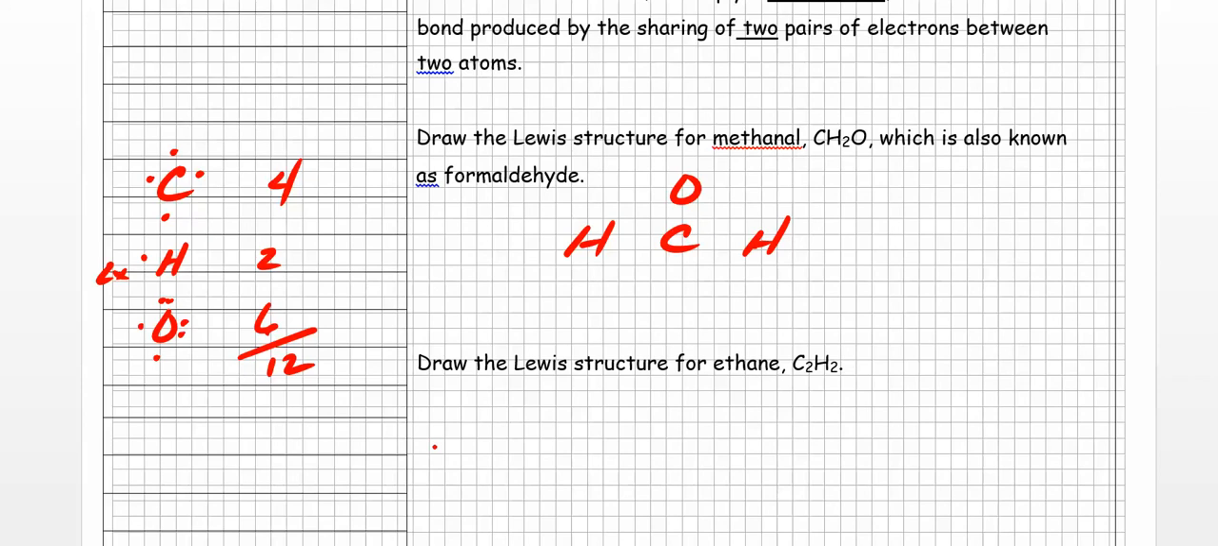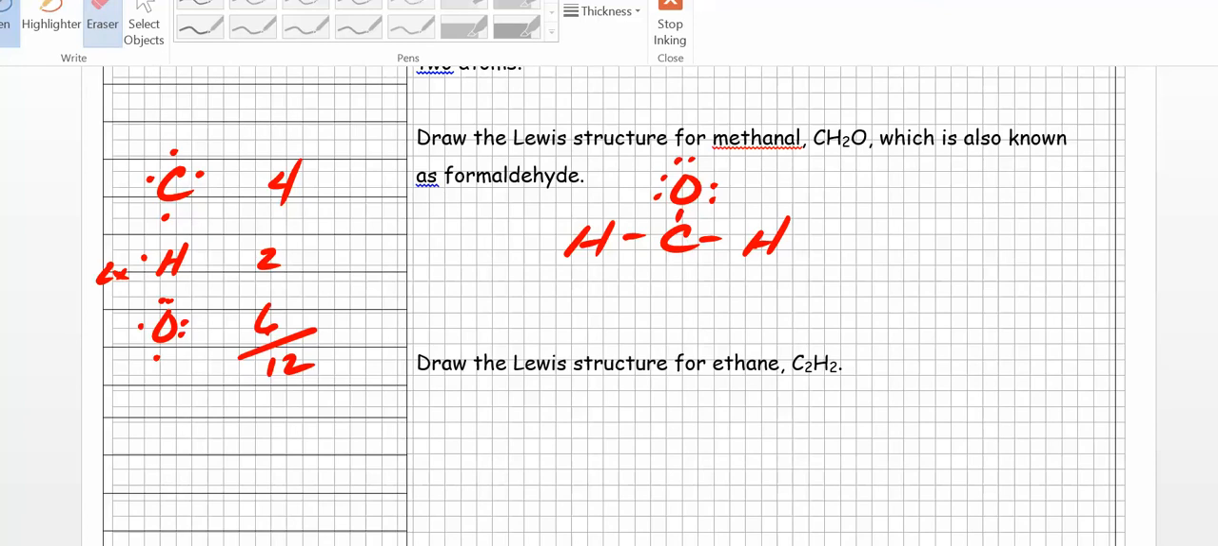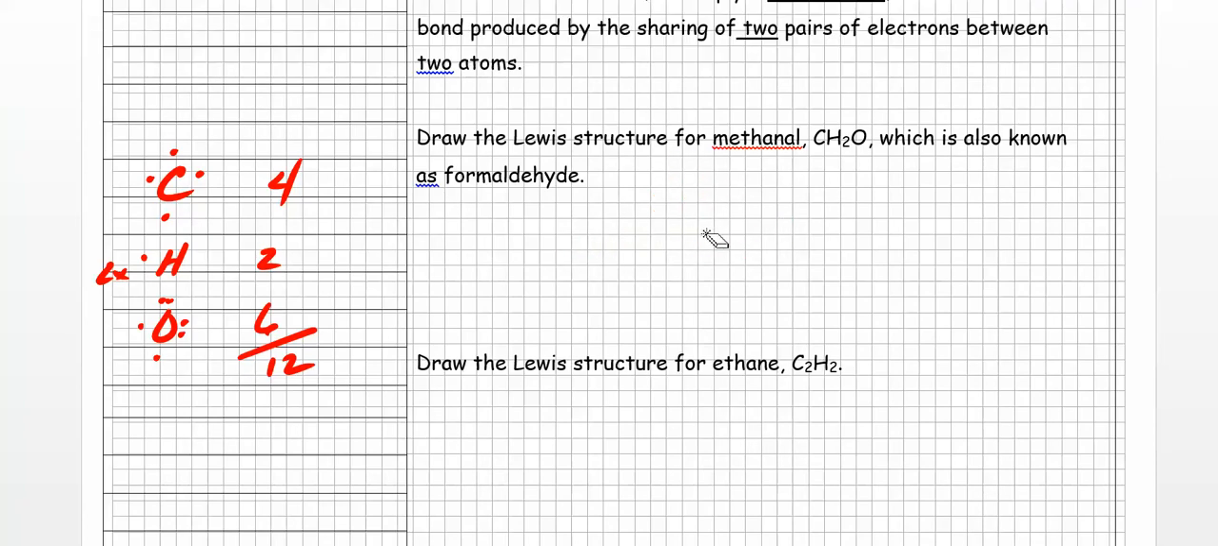Now let me put my 12 electrons in, but watch what's going to signal me that I need a double bond. Watch. 2, 4, 6, 8, 10, 12. But this carbon doesn't have enough electrons, right? That's the signal that tells you you need to try a double bond. If you run out of electrons, that's your signal to try a multiple bond. You might even have to try a triple bond. Let's erase that and try this again.